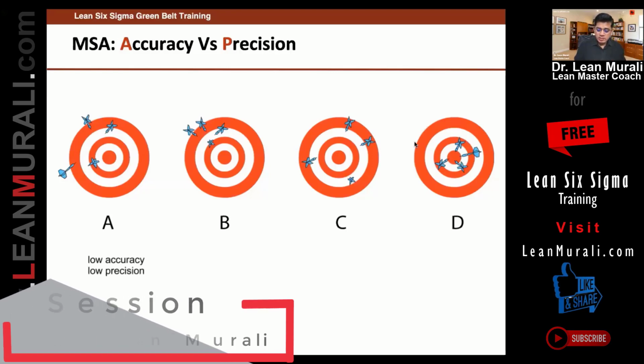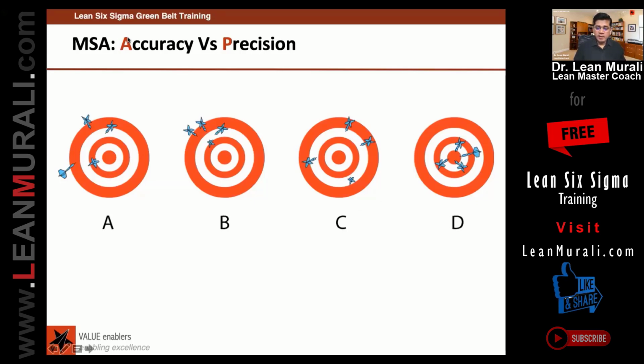So out of these, which patterns are closer? Name the two patterns that are closer. B and D are closer, which means B and D are precise. Suppose the average is towards the center, that means they are accurate. So in these patterns, which are the two that are accurate? C and D are accurate.